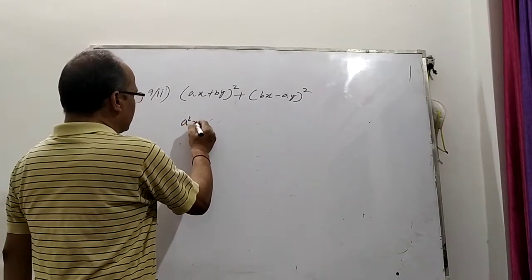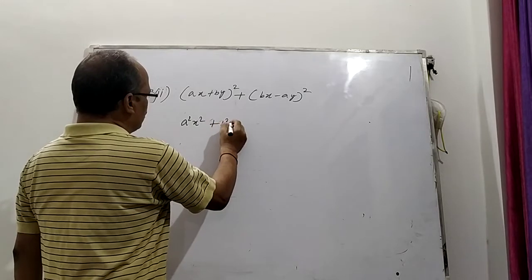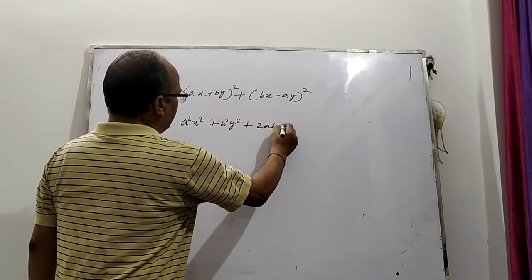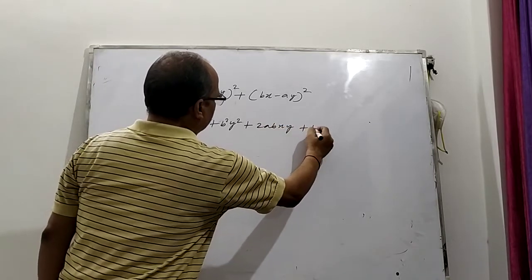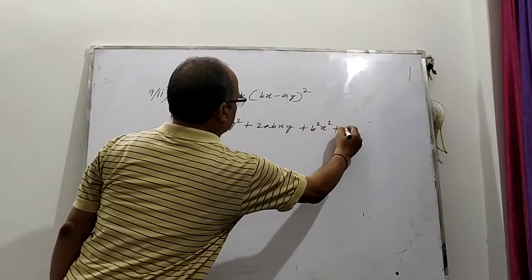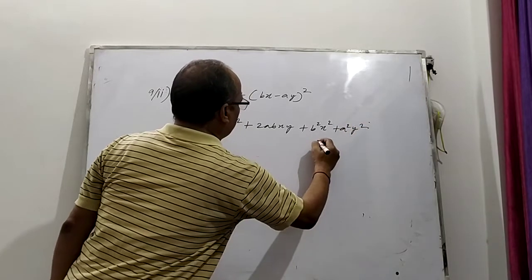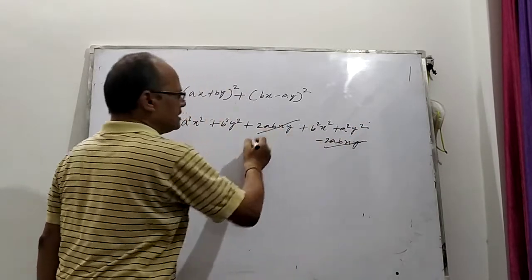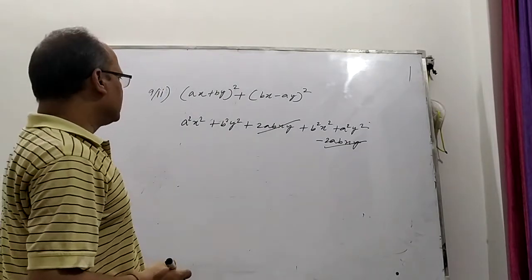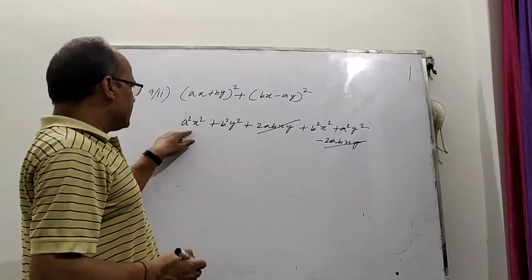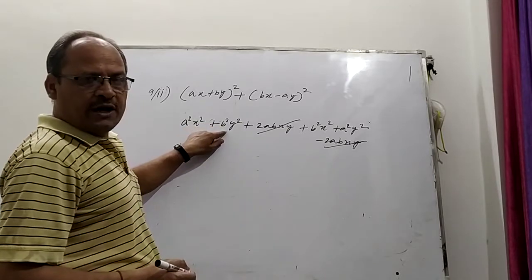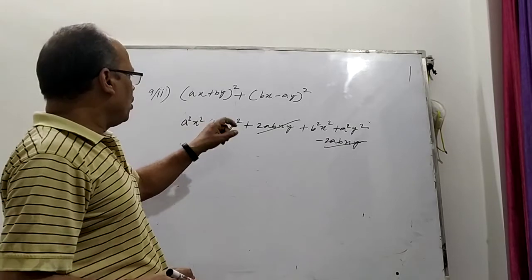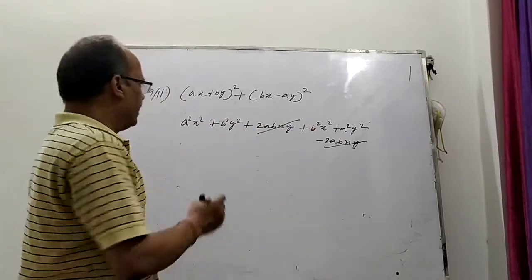So a²x² + b²y² + 2abxy, and here b²x² + a²y² − 2abxy. This and this cancel. This is clear. You see this. If you are making the pair of this or this, nothing is common here, so you change the pair.